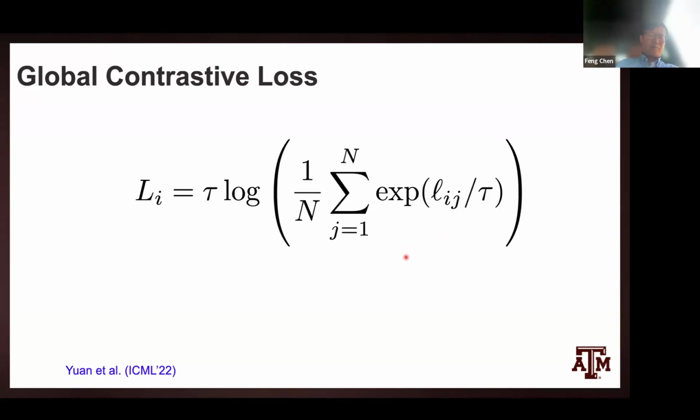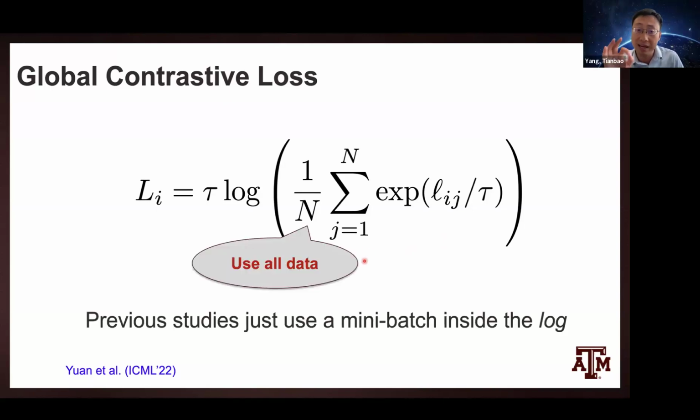Okay, thank you. But this formulation is very different from existing approaches from industry companies, like OpenAI's approach. The existing approach just uses a mini-batch inside the log, for computational reasons. But the problem is that if you use a mini-batch, you need a very large batch size to get good performance. Later I will show you that OpenAI uses a very large batch size, which means you need a lot of GPUs, but we don't need that. In our formulation, we want to solve this objective, the sum over all data, and we show you algorithms for solving this very efficiently without using a large batch size.